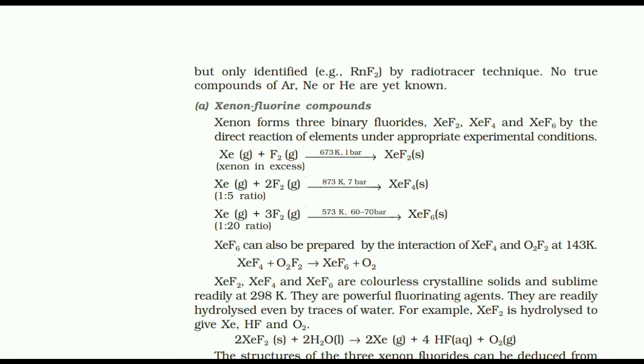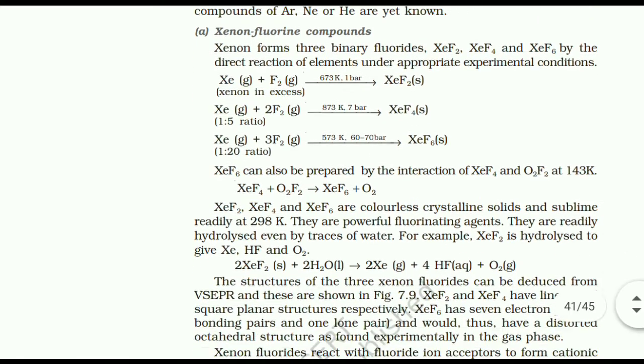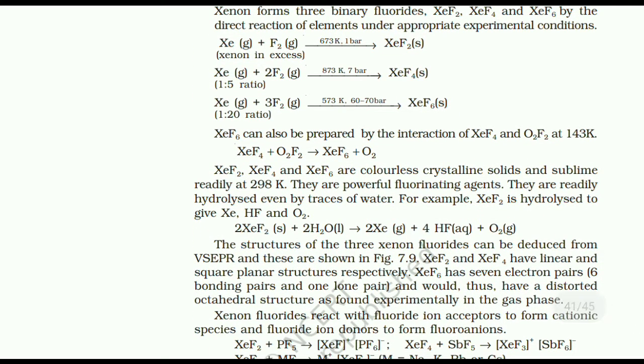Number A. Xenon fluoride compounds. Xenon forms three binary fluorides XeF2, XeF4 and XeF6 by direct reaction of elements under appropriate experimental conditions. XeF6 can also be prepared by interaction of XeF4 and O2F2 at 143 Kelvin.